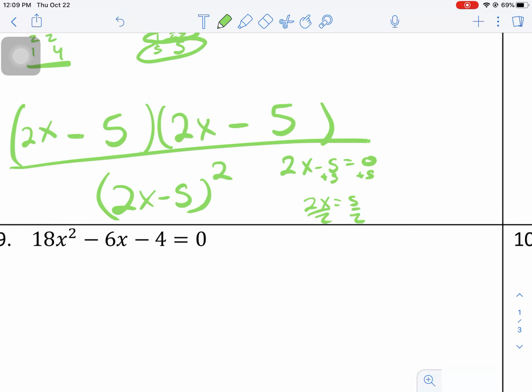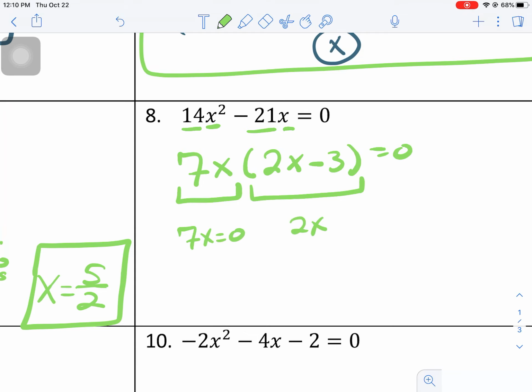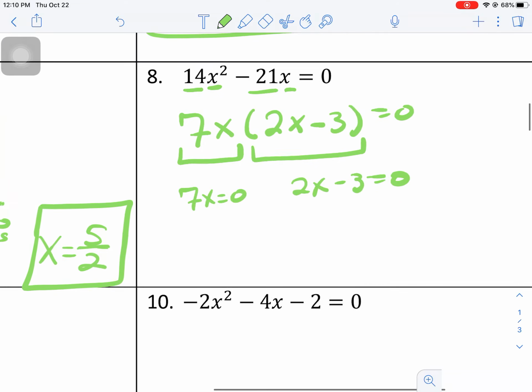All right. Now moving on to 8. So if I'm looking at 8, I see 14 and 21. 7 comes out of both of those. X squared and x also comes out of both of those. So 7x, and then what's left over is 2x minus 3 is equal to 0. 7x is a factor. 2x minus 3 is a factor. Both of those need set equal to 0 to solve. So we get x equals 0 for one of our answers, and we get x equals positive 3 halves for our other answer.